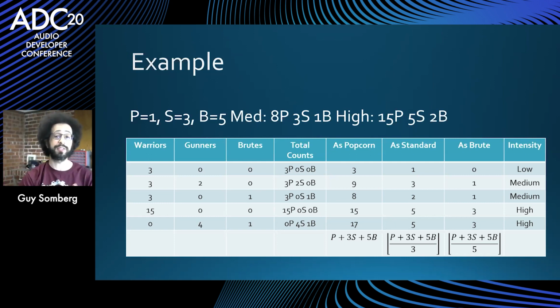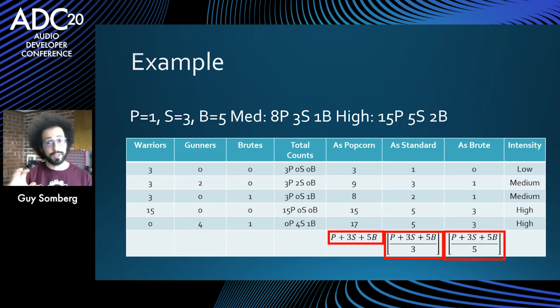We can take that value, that's our popcorn value, we divide it by 3 to get our standard value and remove any remainder. We divide by 5 to get the brute value, and again, remove any remainder. And you can see that any of these conversions will upgrade us to the appropriate medium or high intensity, even if the individual value would not on its own. And all we have to do is these conversions. So we do all 3 conversions and check all 3 values.